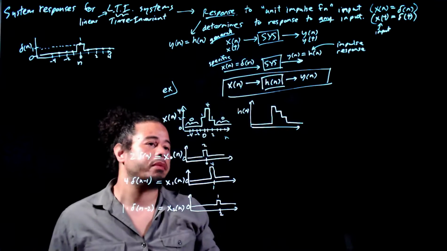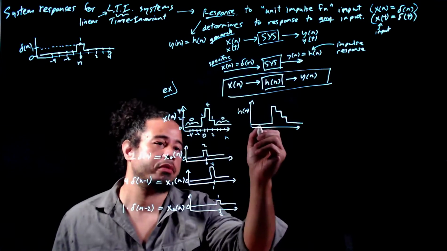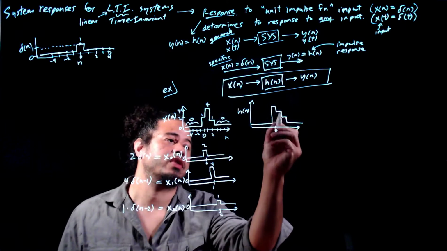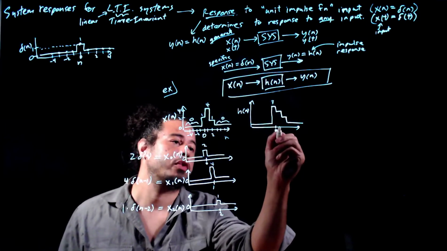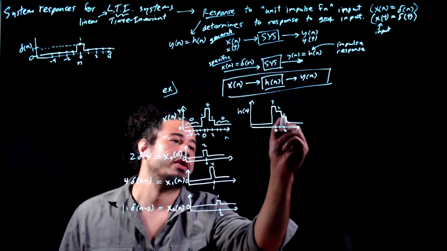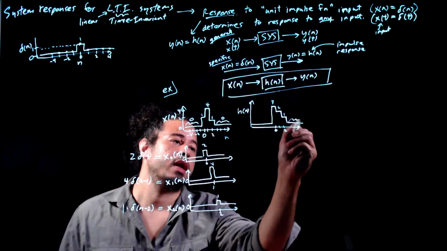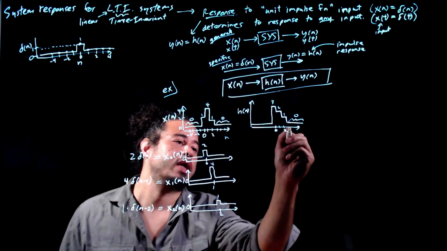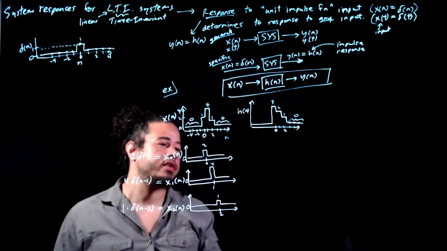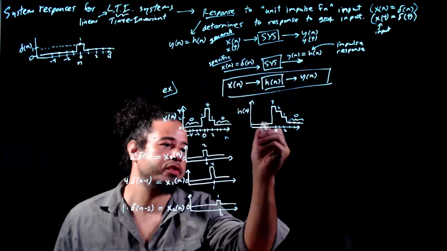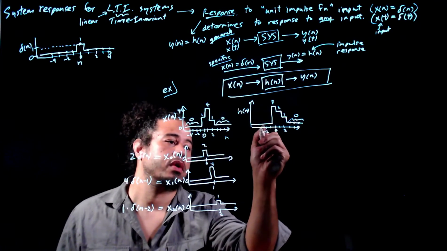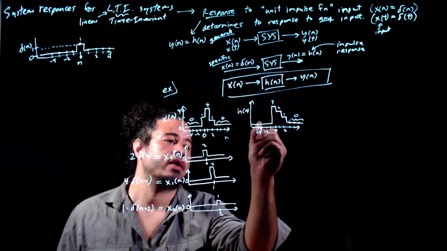Okay, so h of n will be 0 for all times less than 0, and then at time point 0 it'll have a value of 3, at time point 1 it'll have a value of 2, at time point 2 it'll have a value of 1, and then it'll be 0 for all times greater than 2, so time point 3, 4, 5, etc. And similarly, it'll be a value of 0 at time -1, -2, -3, -4, etc.